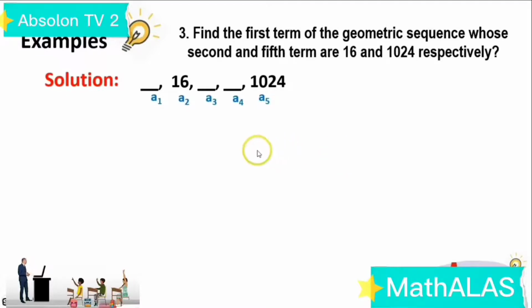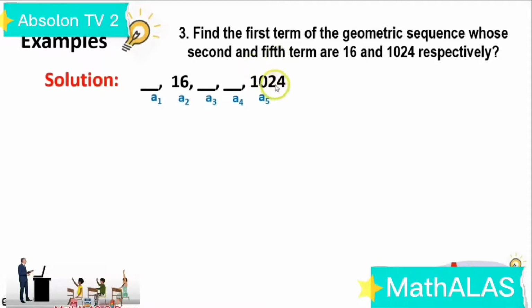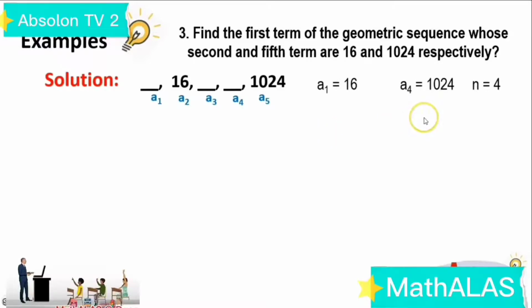To solve for the first term, we assume that 16 will be our first term and that 1024 will be the fourth term. So again, let's assume that 16 is the first term and 1024 is the fourth term. So we have a sub 1 is equal to 16, a sub 4 is equal to 1024, and we are only talking about 4 terms. To solve this, we have to find first the common ratio before getting the first term.